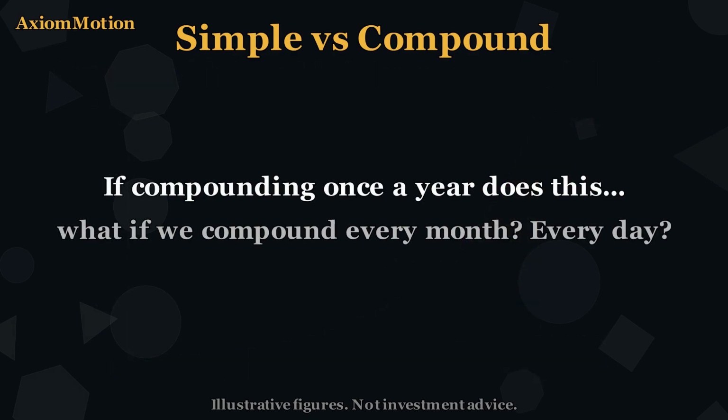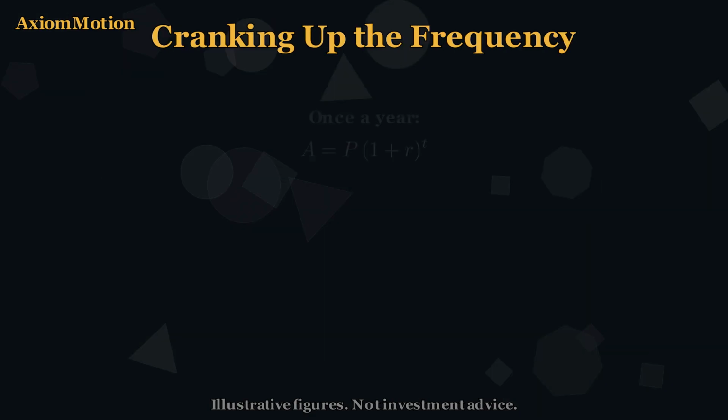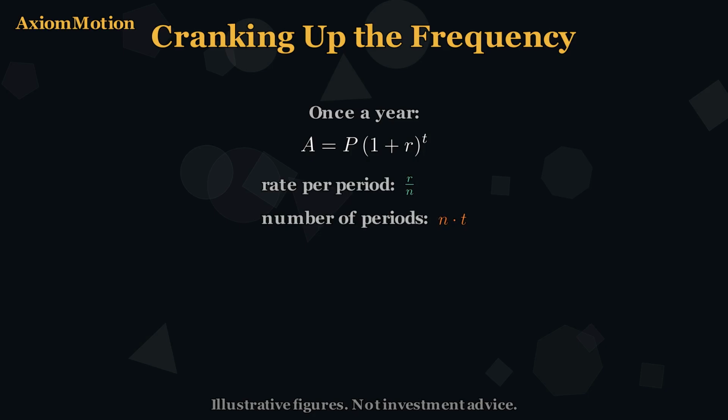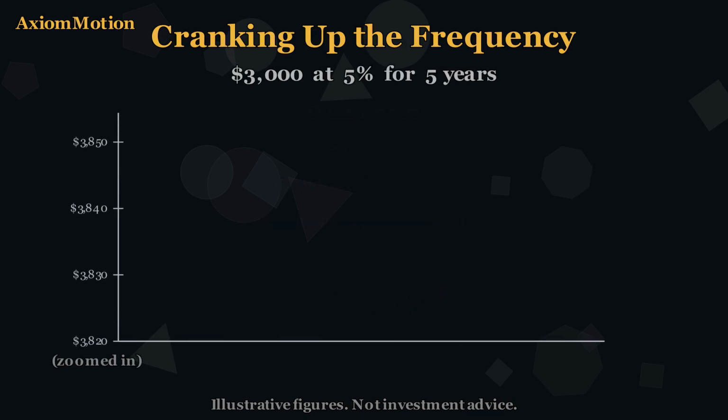If compounding once a year does this, what happens if we compound more often? Every month, every day, every instant? Last time we compounded once a year. But why stop there? Suppose we split the year into equal periods. In each one, you earn a fraction of the rate, r divided by n. Over t years, that is n times t separate compounding steps. So our formula becomes P times (1 + r/n) raised to the power n times t.